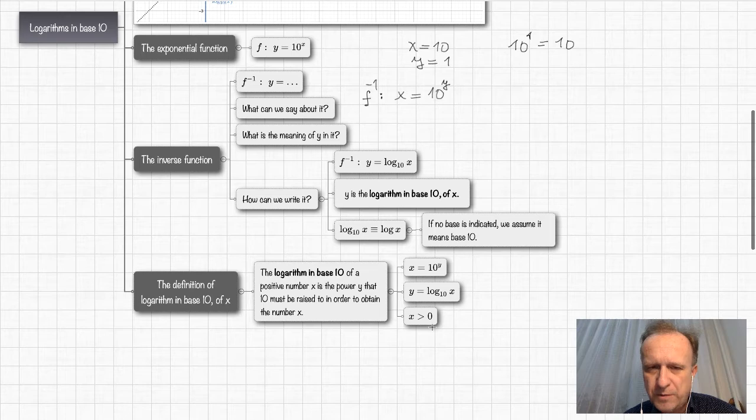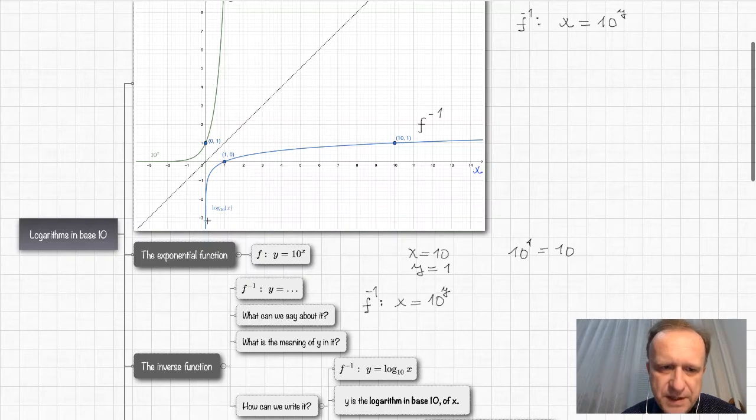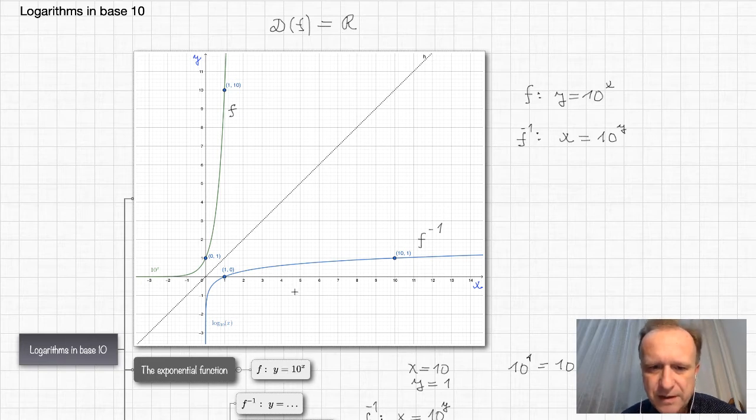Now there is this requirement that x be positive. Why? Why does x have to be positive? Look here. The original function f, the exponential function, had the domain of all real numbers, because you could calculate 10 to the power of x for any real value of x, and the range of the function f was just, as you can see, the green function has the range just the positive numbers. So it was the set of all positive numbers. Well, let me use this shorthand notation. These were R plus, so these are positive real numbers.